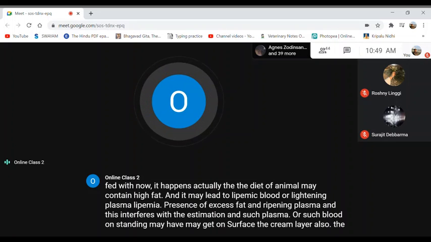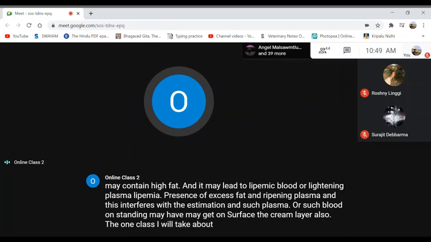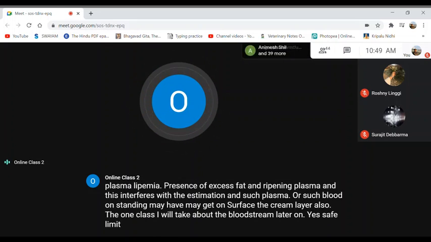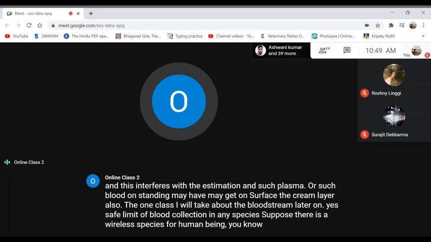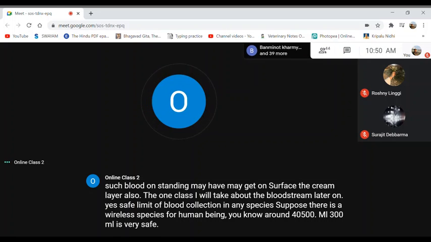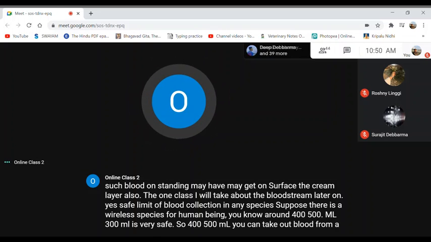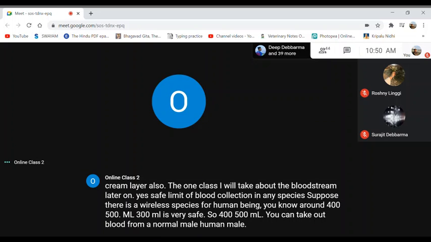The blood smear I will take up in a later class. Yes, the safe limit of blood collection in any species. For a human being, around 400, 500 ml, even 300 ml is very safe. So 400, 500 ml you can take from a normal human male. For dogs, it is 100, 200 ml, depending on size.